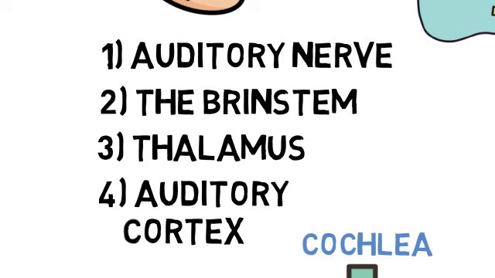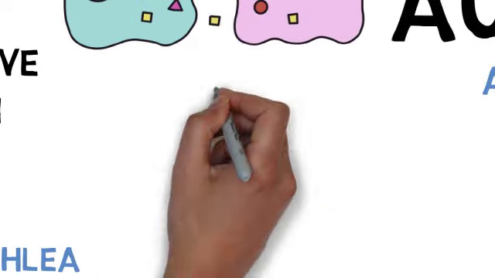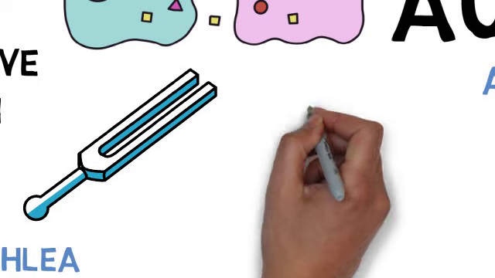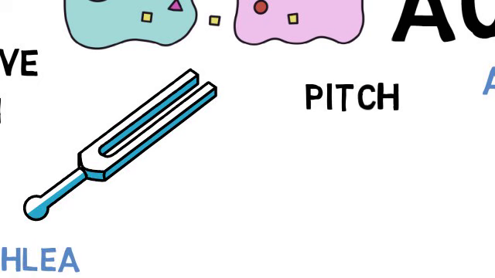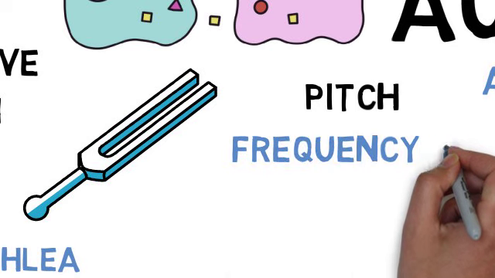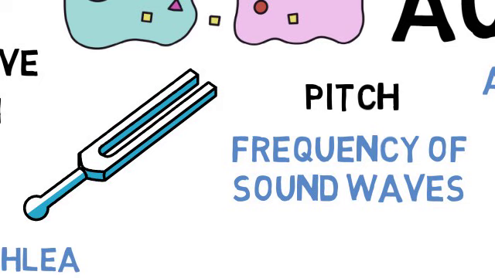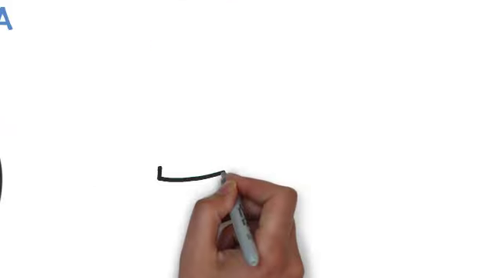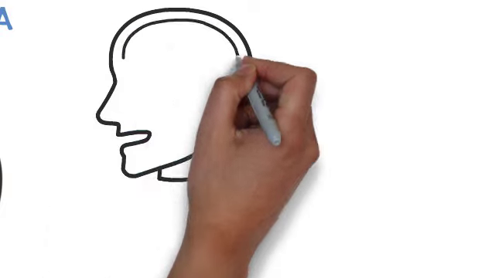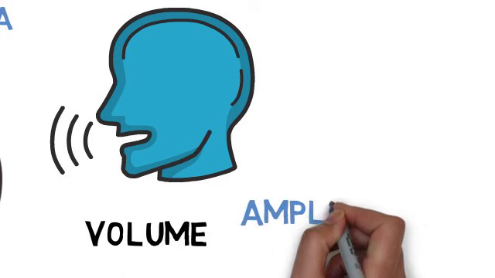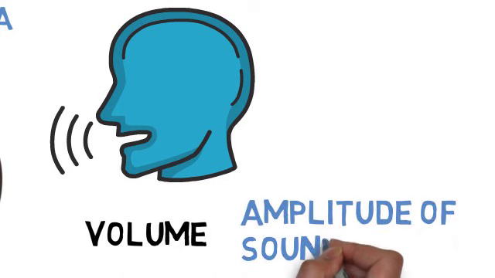The brain interprets different aspects of sound, namely pitch and volume. Pitch is determined by the frequency of sound waves. High-frequency waves produce high-pitched sounds, while low-frequency waves produce low-pitched sounds. Volume is determined by the amplitude of sound waves. Larger amplitudes result in louder sounds, while smaller amplitudes result in quieter sounds.